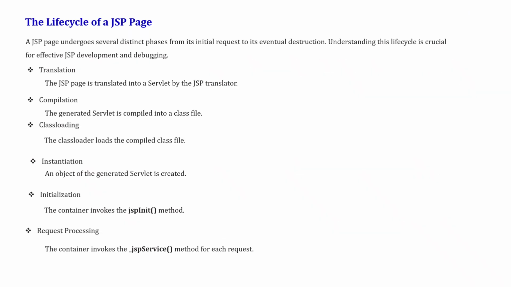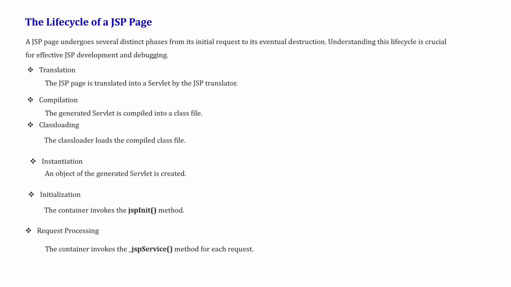Life cycle of a JSP page. A JSP page undergoes distinct phases from its initial request to its eventual destruction. Understanding this life cycle is crucial for effective JSP development and debugging.